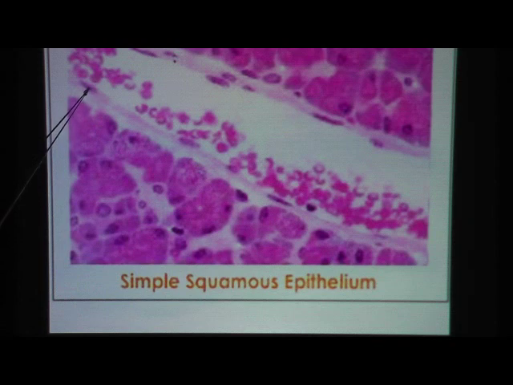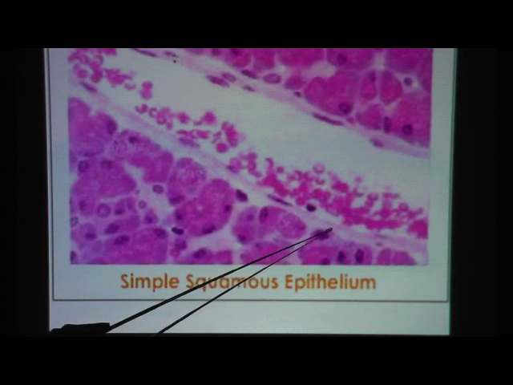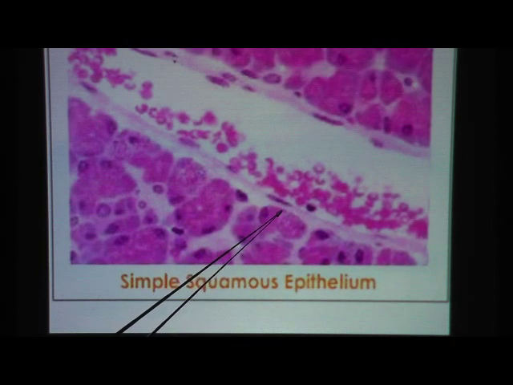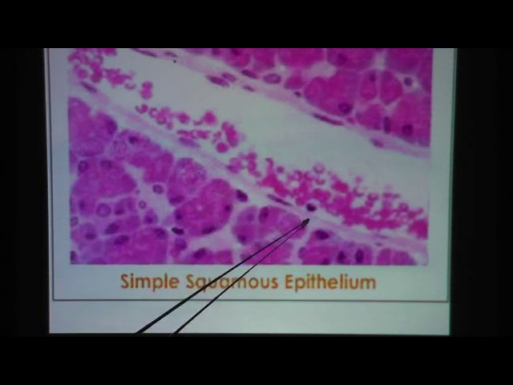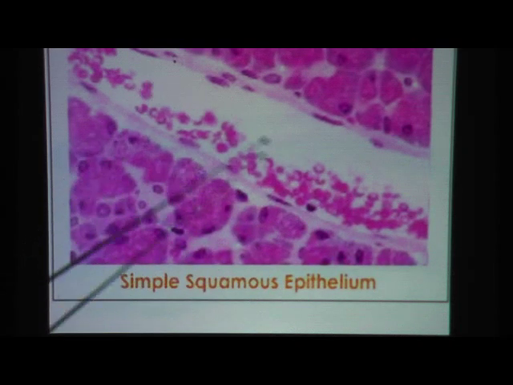Here, this is a nucleus for this cell. Here's another nucleus for this cell. Another nucleus for this cell. All the pink stuff would be cytoplasm. This, of course, would be the squished nucleus of the squamous cell. So you see it's only one layer thick, so it's simple squamous epithelium. This, by the way, is blood. And in this picture, the blood vessel is running diagonally.